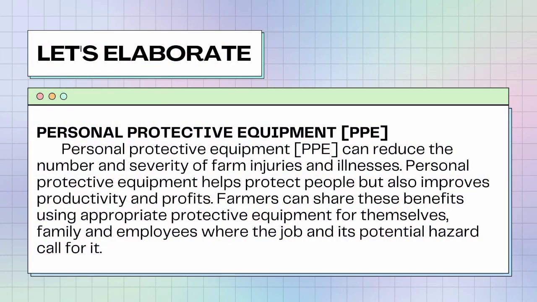Personal Protective Equipment or PPE. Personal Protective Equipment or PPE can reduce the number and severity of farm injuries and illnesses. Personal protective equipment helps protect people but also improves productivity and profits. Farmers can share these benefits using appropriate protective equipment for themselves, family and employees where the job and its potential hazard call for it.